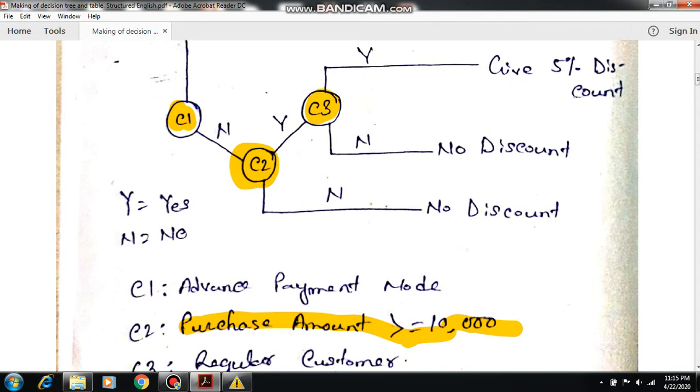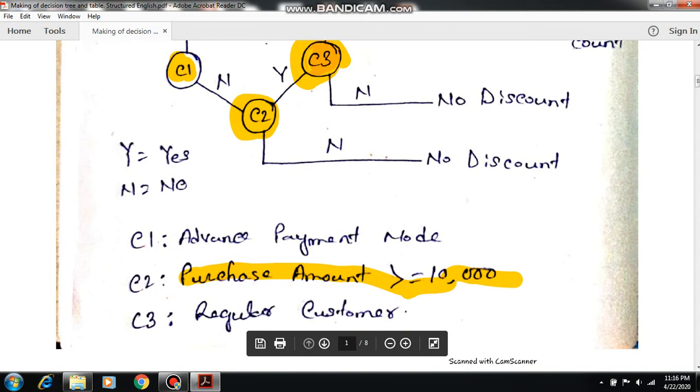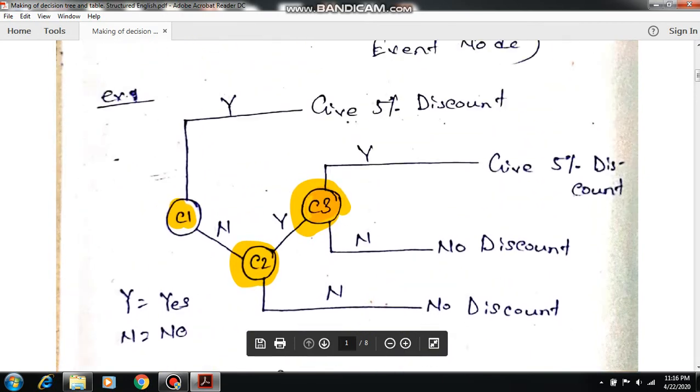then we are checking whether the customer is a regular customer or not. If they are a regular customer, then they get the 5% discount. If it is no, then they don't get any discount on the amount. So this is a tree structure based on the conditions. This is called the decision tree.